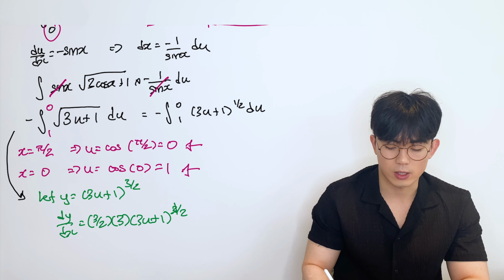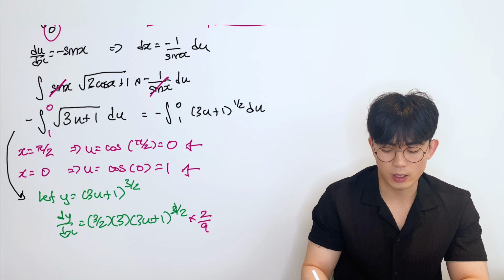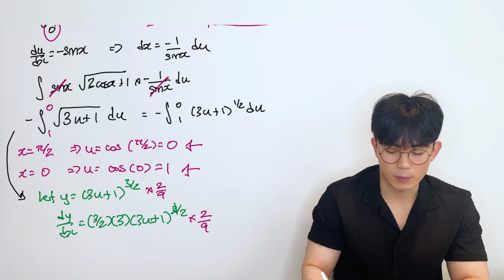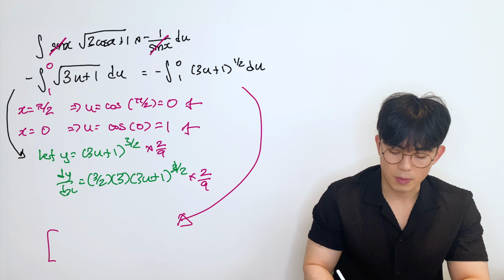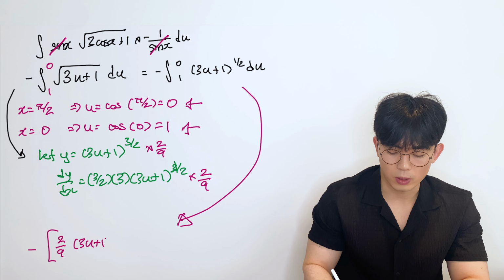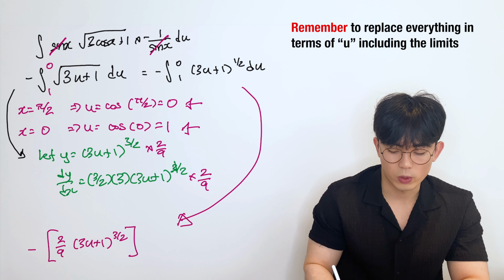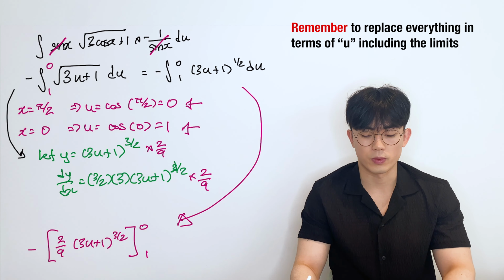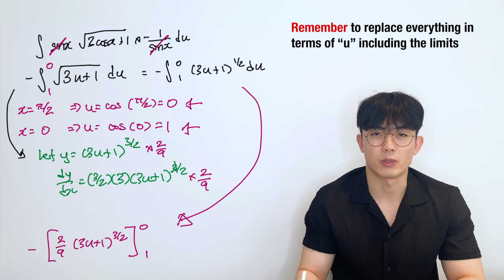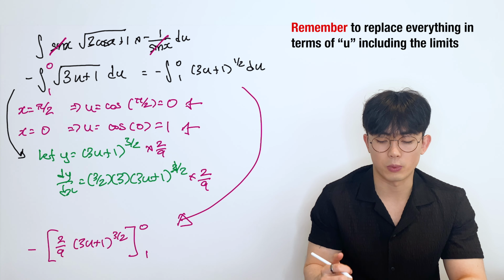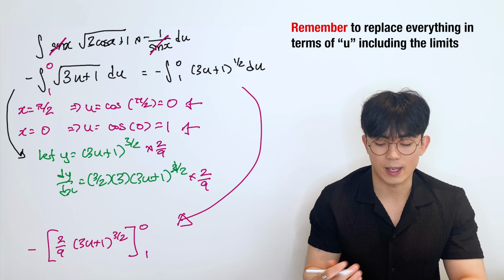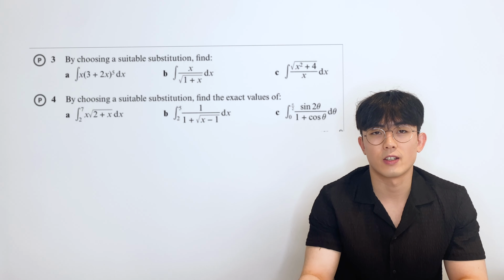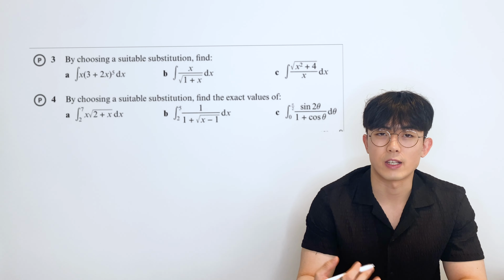We don't have this 9 over 2, right? So I have to multiply this by 2 over 9, meaning this integral here, if I was to bring it down here, will be minus 2 over 9, 3u plus 1 to the power of 3 over 2, with the limits from 1 to 0, okay? Putting the limits in is fairly simple, so I'm not going to go through those steps. The main important steps are we have to replace everything in terms of u, including the limits, and then we can integrate it. Alright, so that's fairly simple if they've given us what our substitution is.